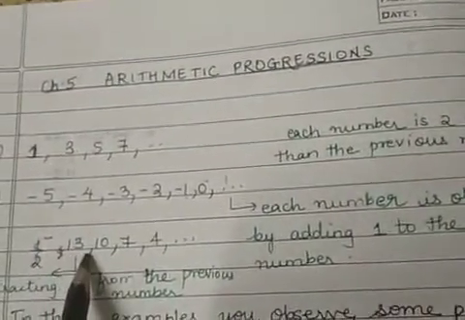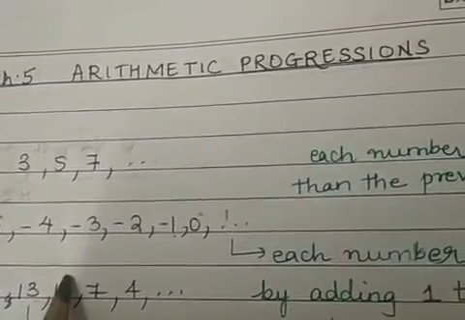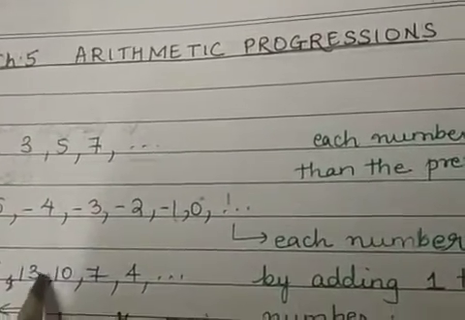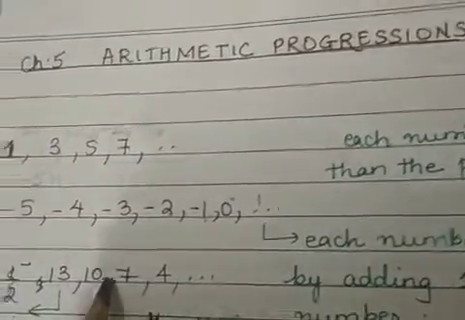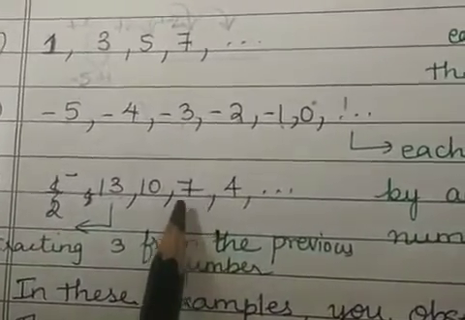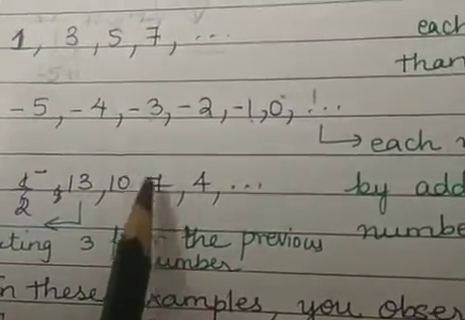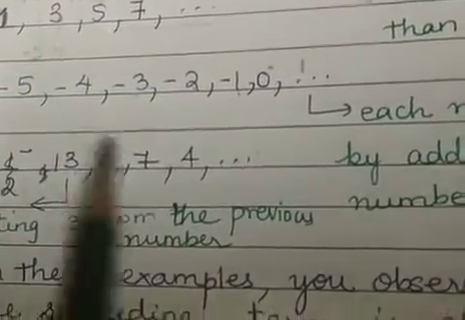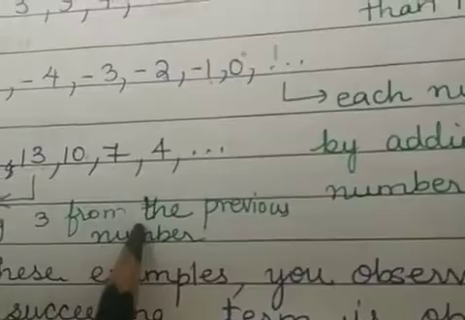This is the third example. In this example, how do you get the next number? You see that this number 10 is obtained if you subtract 3 from the first number. So 13 minus 3 is 10. Then 10 minus 3 is 7. 7 minus 3 is 4. 4 minus 3 will be 1, and so on. So you see each number is obtained by subtracting 3 from the previous number.